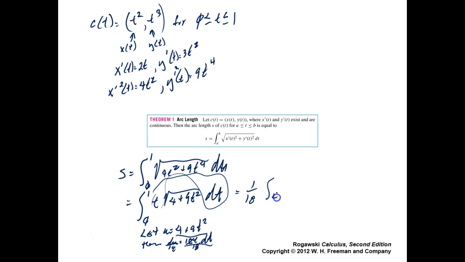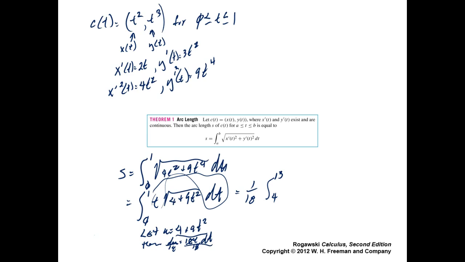4 plus 9 times 0. Yes, so that's just 4. When t is equal to 1, what is u equal to? 13. All right, so you've got new limits there. Now let's see what else we have here.